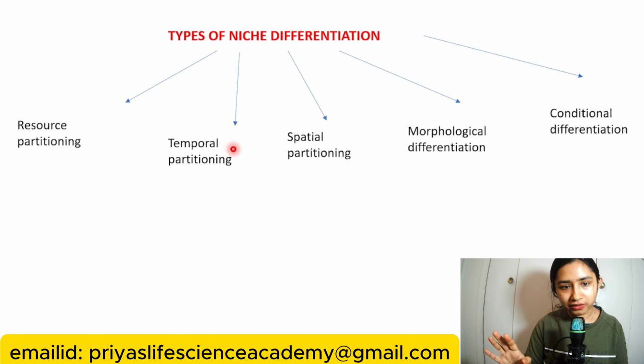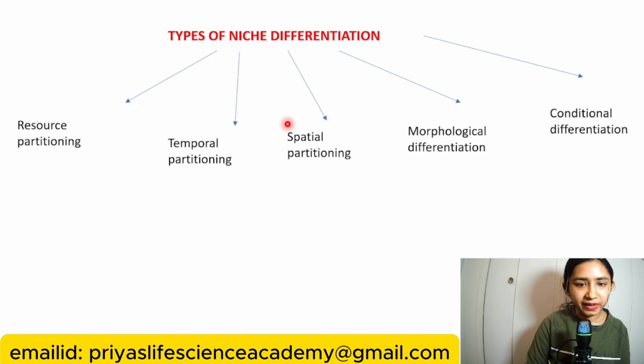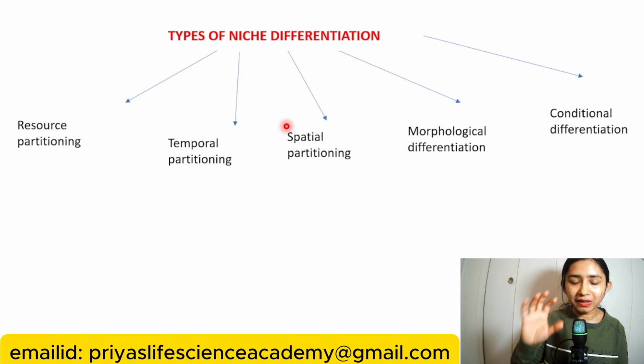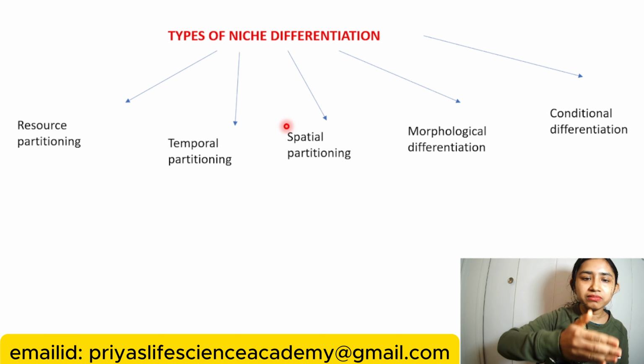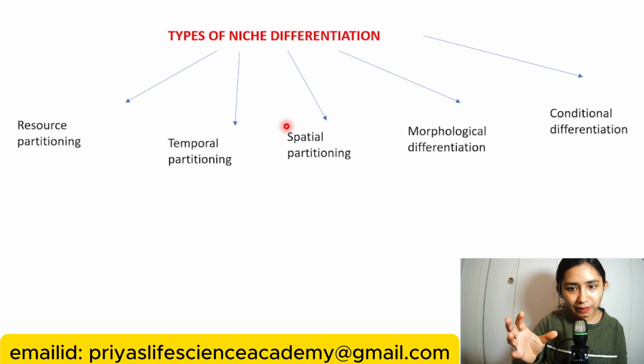That is temporal partitioning. Spatial partitioning is of space, when two species occupy the same resource by occupying within the range of occurrence of that resource. That is spatial partitioning. Like I am partitioning the spaces: you will eat from this place, I will eat from that place. That is spatial partitioning.